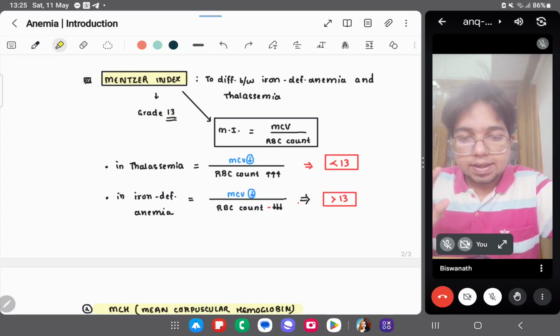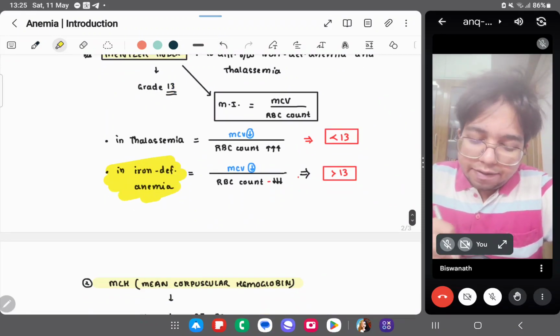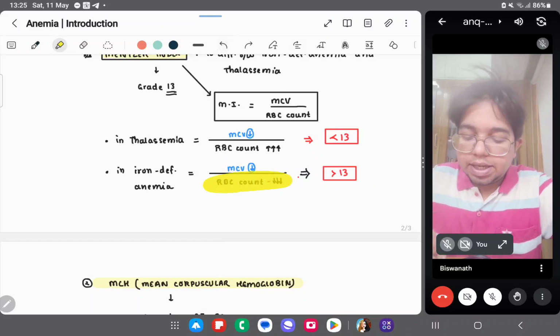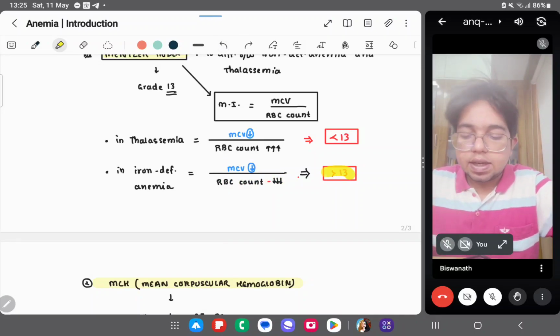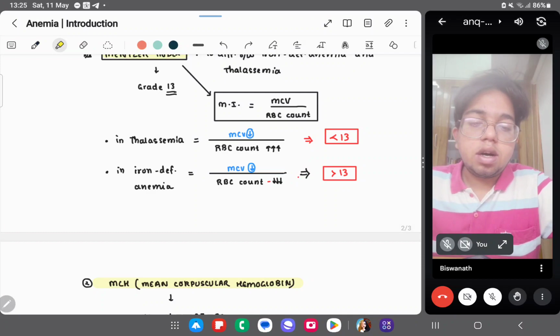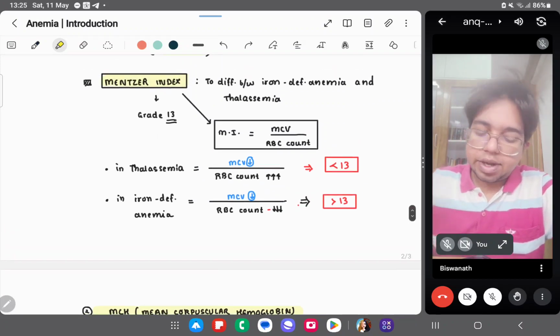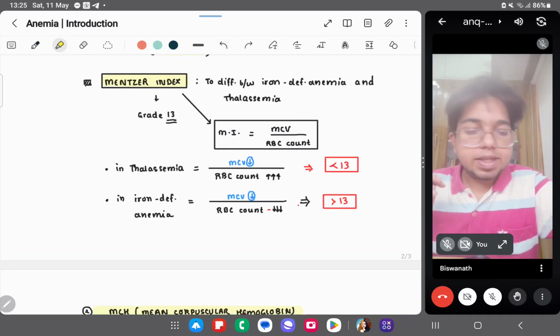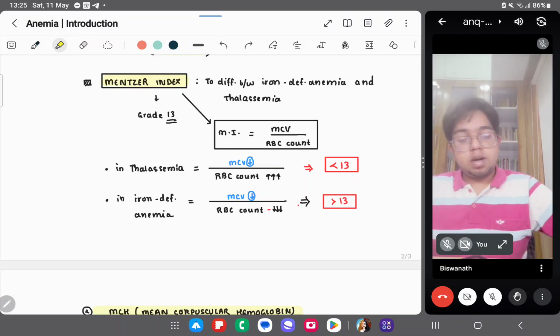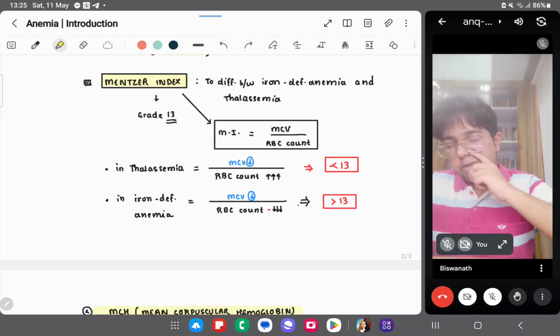Normal Mentzer index is 13. Okay, and in iron deficiency anemia, MCV is decreasing and RBC count is decreasing. So it will have a greater Mentzer index, more than 13. That is about the Mentzer index and RDW.